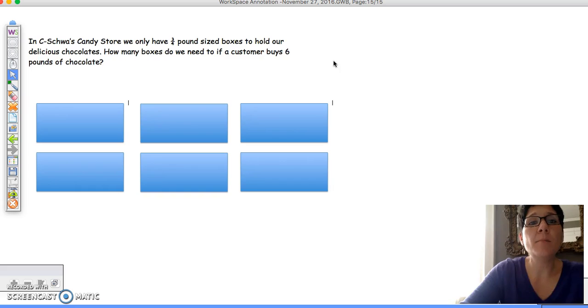So how many boxes do we need if a customer buys 6 pounds of chocolate? I want to know who's buying 6 pounds of chocolate, and I want to go to that party.